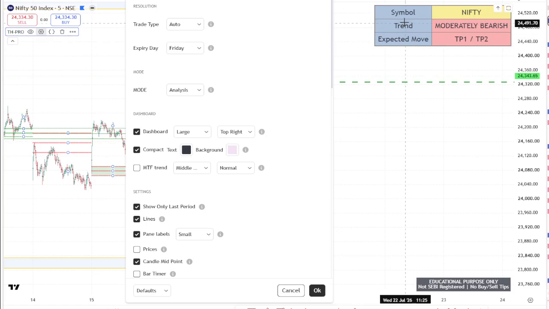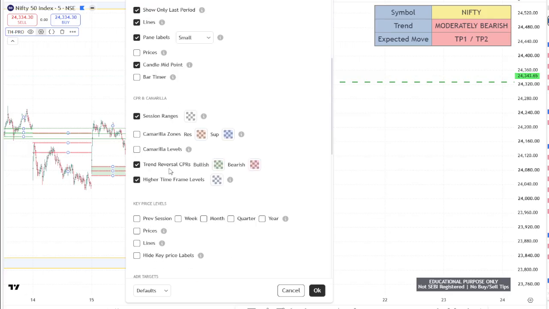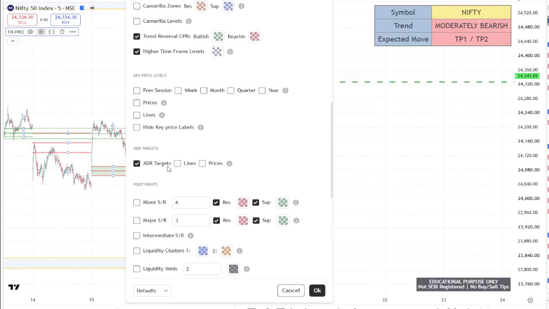First thing, by default it shows which symbol you are trading and what the trend is on that. For instance, before the pre-market even opens, when you do this exercise, it shows the current trend and the expected move for that particular time frame, like TP1 and TP2. All our targets, which we'll see further down the line, are shown here as ADR targets, which are nothing but your bullish targets as well as bearish targets.